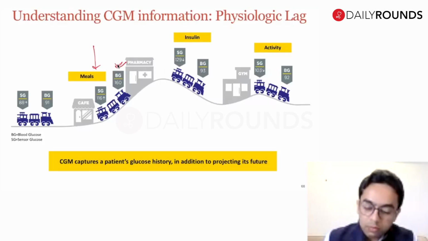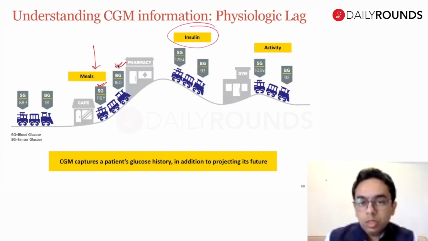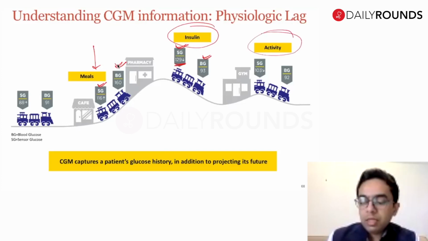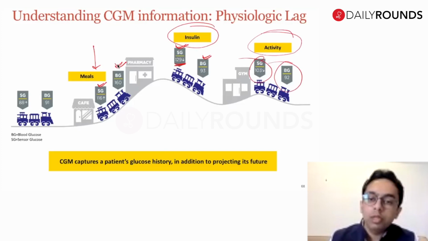Okay, let's say the patient is taking a meal, his blood sugar will increase. The blood sugar will increase earlier than the sensor glucose. Then he took insulin. So blood sugar will fall earlier than the sensor glucose, but sensor glucose will give you an arrow trend also. And then when there is activity, again, blood sugar will fall earlier than the sensor glucose. So that is how it goes.